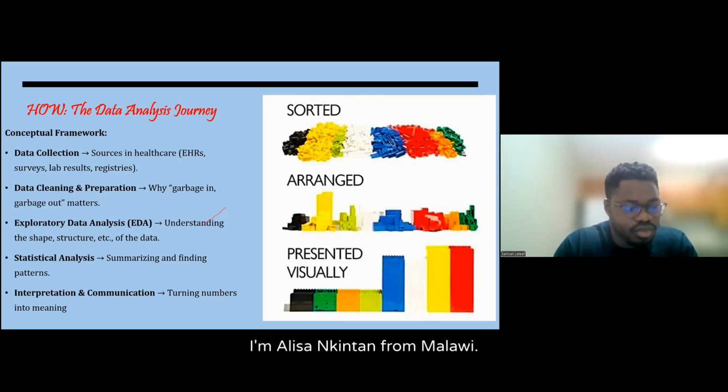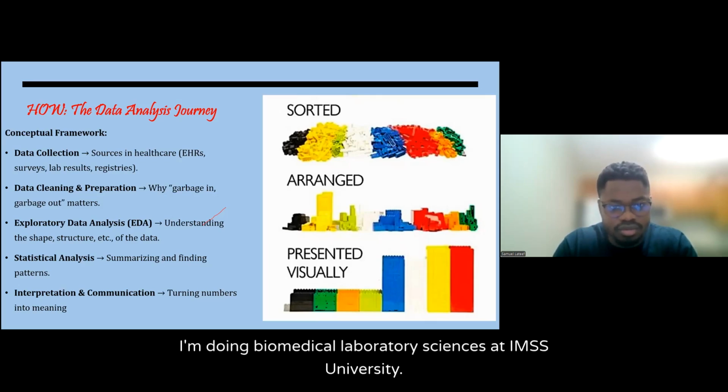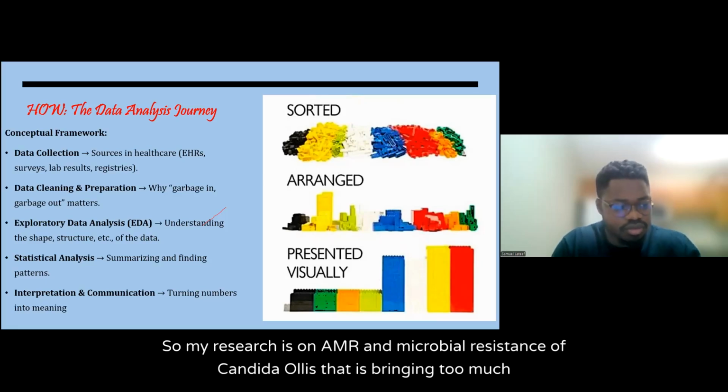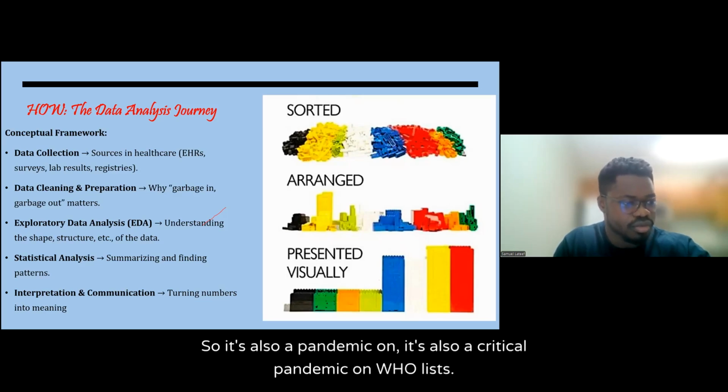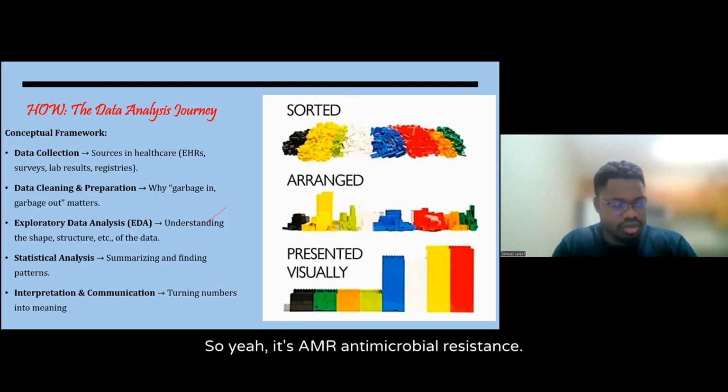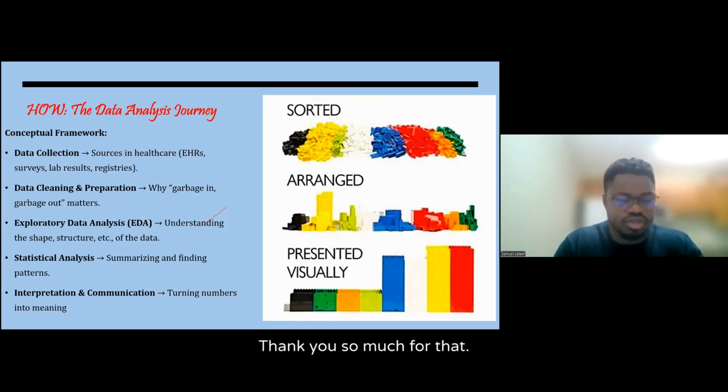from Malawi, doing biomedical laboratory sciences at Mzuzu University. So my research is on AMR, antimicrobial resistance of Candida auris. That is bringing problems to Malawi and worldwide. It's also a critical pathogen on the WHO list. So yeah, it's AMR, antimicrobial resistance. Thank you so much for that.